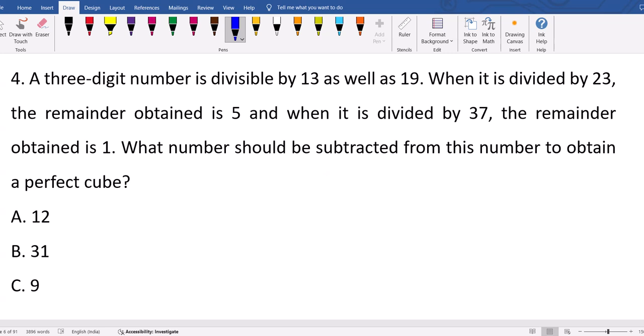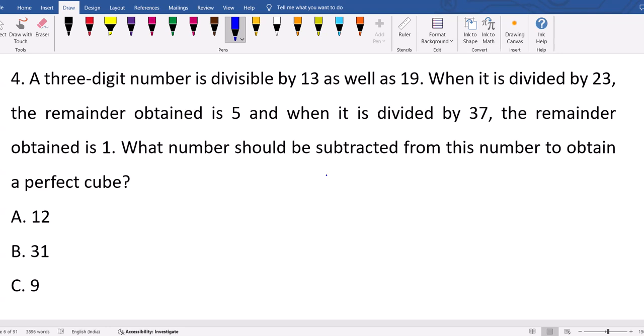That is why, even though some people use a calculator without showing it to the camera, you should know the basic information. They're not given options directly. They said which number should be subtracted so that the number you have becomes a perfect cube.